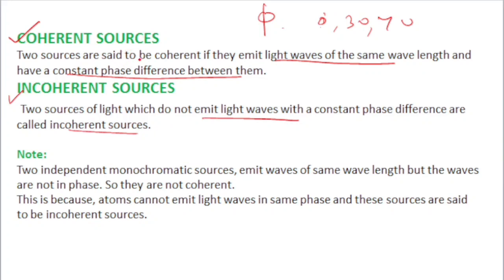You have to produce coherent sources, because two independent monochromatic sources are not coherent sources. Why? Because they emit waves of the same wavelength but they are out of phase. Their phase difference is not constant. This is because atoms cannot emit light waves in phase, and these sources are said to be incoherent. That's why two independent sources can never be coherent sources, right?